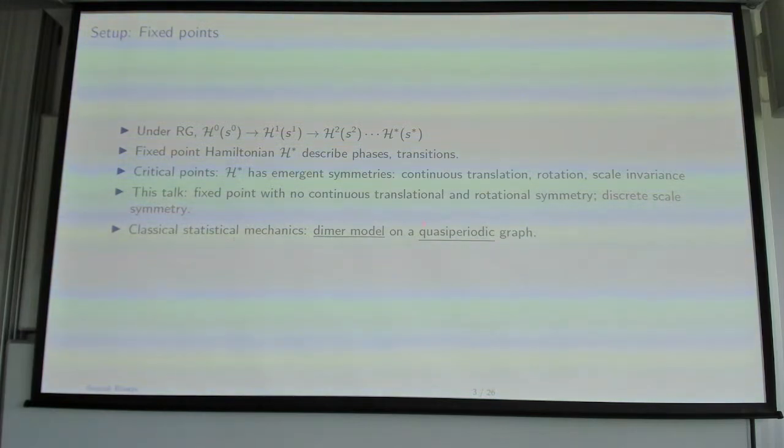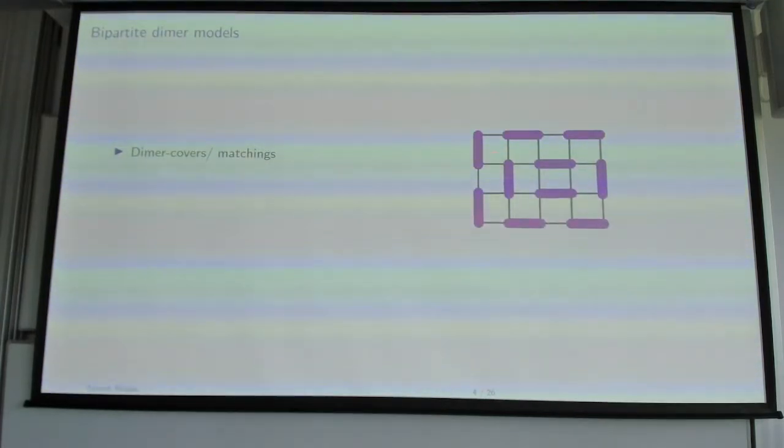The model I would be considering is a dimer model, and it's on a slightly weird graph. It's a quasi-periodic graph. For those of you who are not used to thinking about either dimer models or quasi-periodic graphs, I'll try to give a short sketch of what these things are. So first, let's see what a dimer model is. It's a simple classical model. If I have a graph, dimers are these hard pink rods which stay on the edges of the graph.